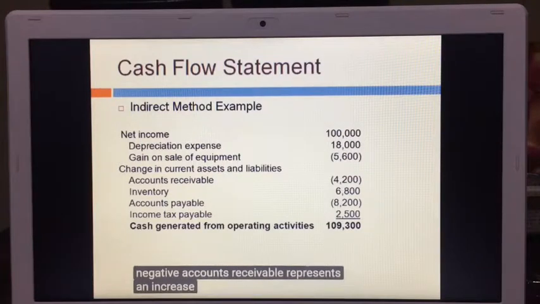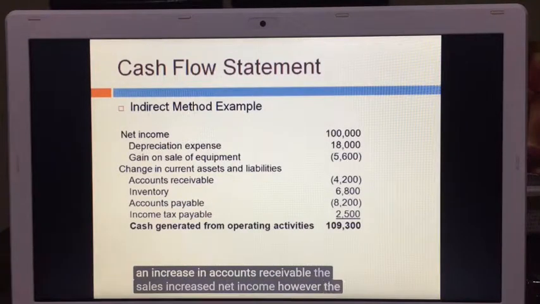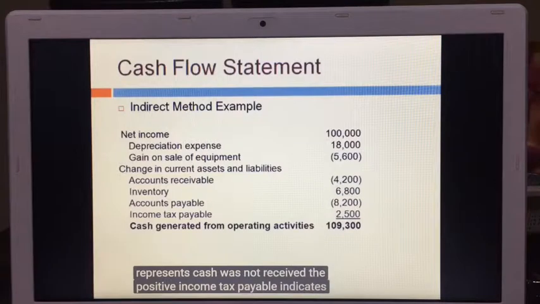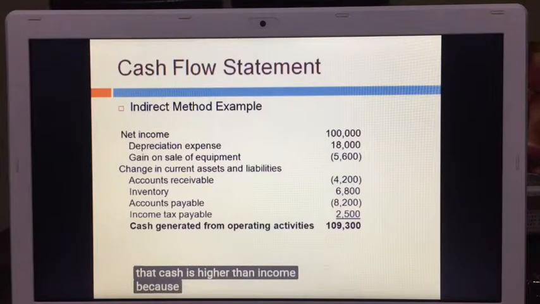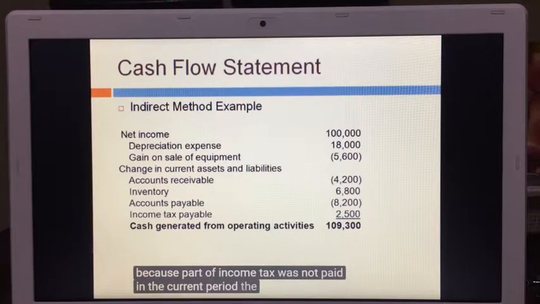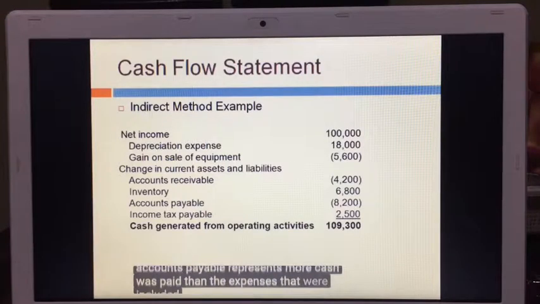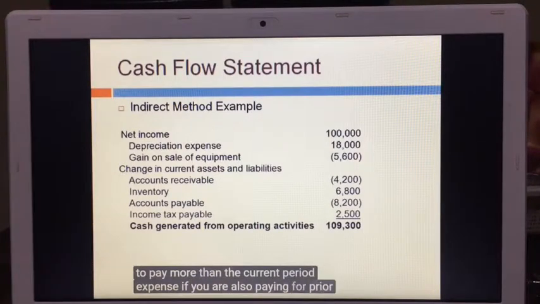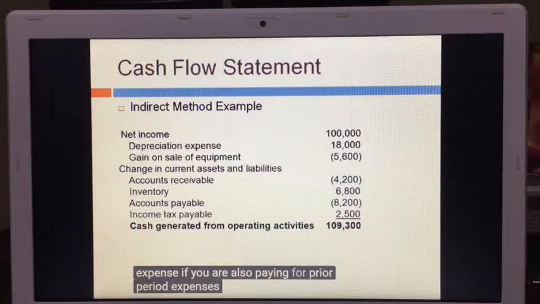The negative accounts receivable represents an increase in accounts receivable. The sales increased net income, however, the increase in accounts receivable represents cash was not received. The positive income tax payable indicates that cash is higher than income because part of the income tax was not paid in the current period. The negative accounts payable represents more cash was paid than the expenses that were included in that income. It is possible to pay more than the current period expense if you are also paying for prior period expense.